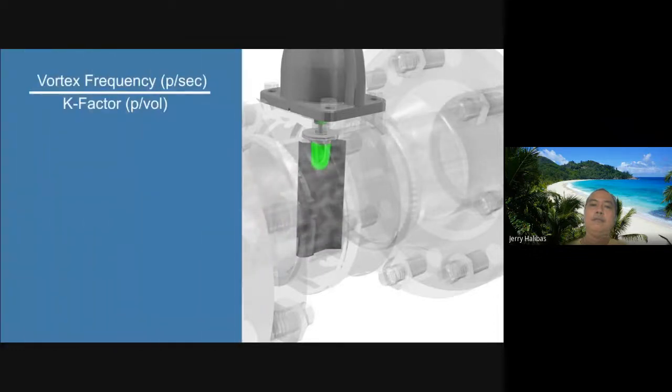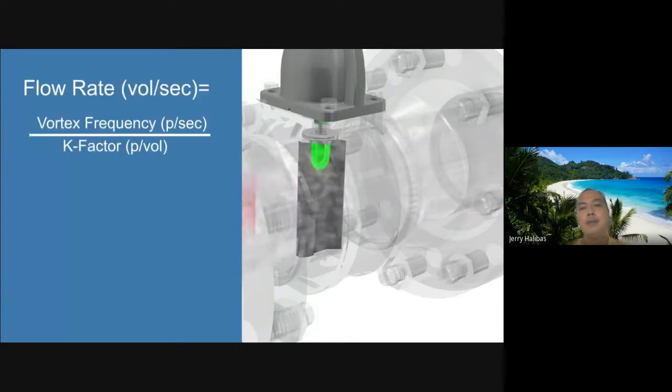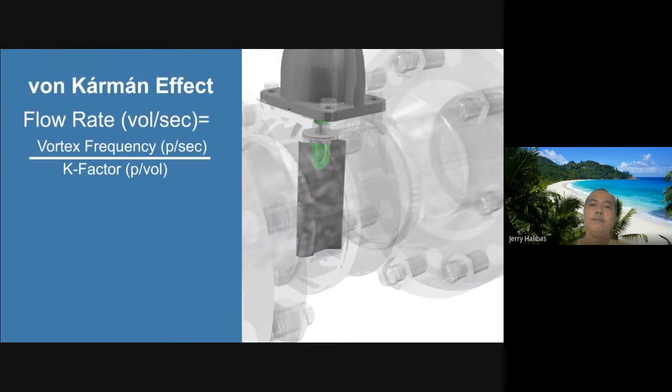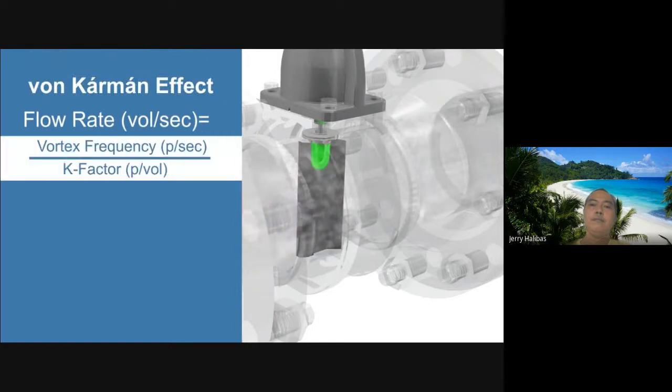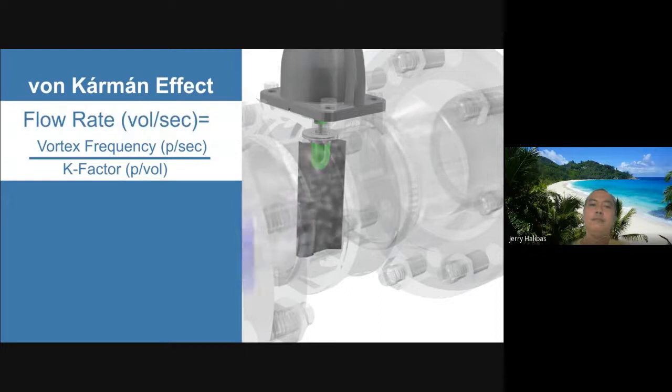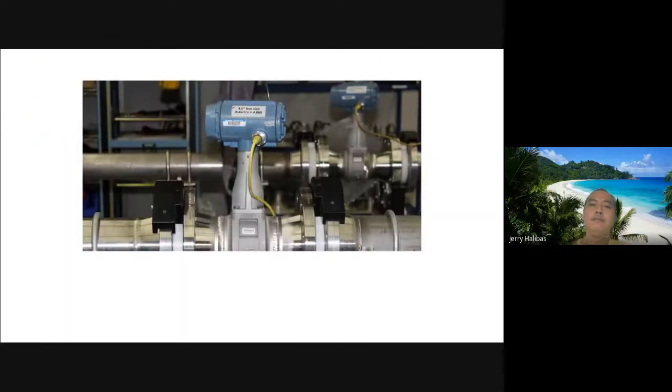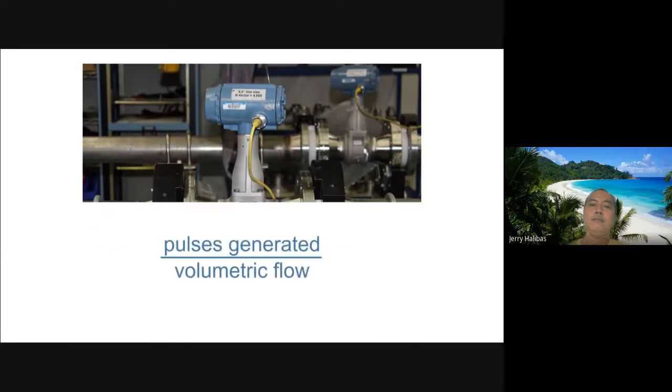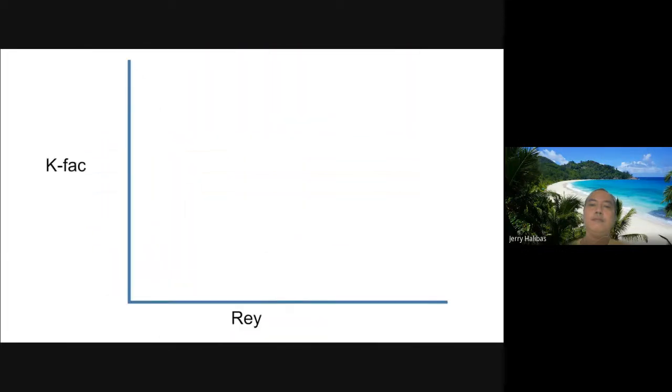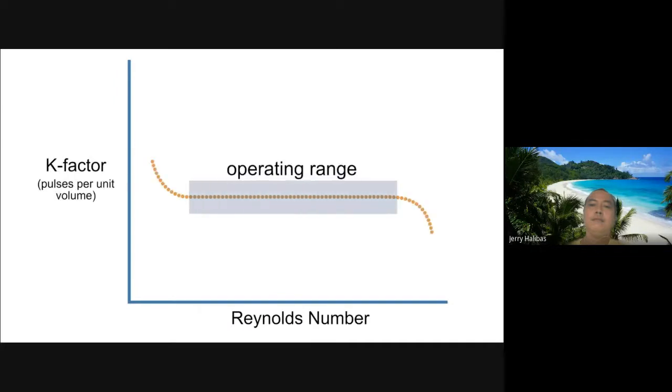The velocity of the working fluid is directly proportional to the frequency of the vortices generated by the shedder bar's unique geometry. Using the known cross-sectional area of the pipe, volumetric flow can be calculated. This flow principle is referred to as the von Karman effect, a proportionality constant which relates the frequency of the alternating vortices to flow rate. The calibration constant is formed in a flow lab by measuring the amount of pulses that are generated per 1 unit of volumetric flow. This calibration constant is accurate over a wide operating range of Reynolds numbers.